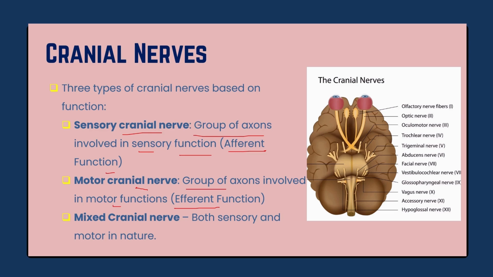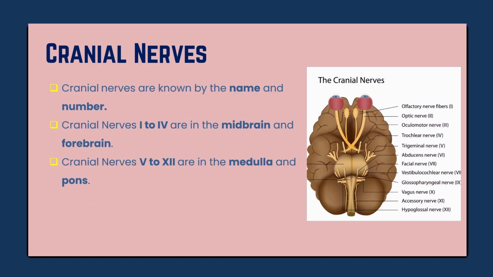Then the third one, we have mixed cranial nerves, which means they are mixed in function. They handle complex tasks like facial expression, swallowing, or autonomic control, where both sensory and motor functions are required. Alright, so all the cranial nerves may be either sensory, or motor in nature, or they may be mixed and have both functions. What makes the cranial nerves unique is that they are directly connected to brain structures.